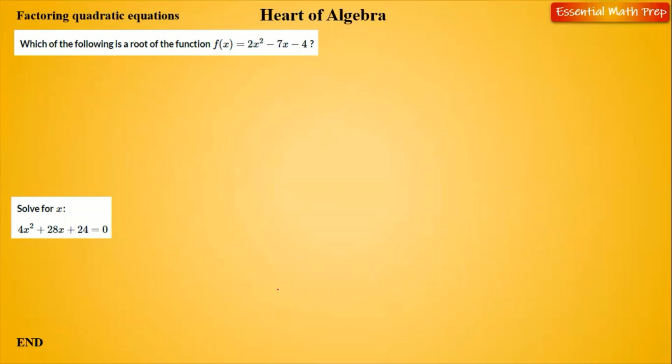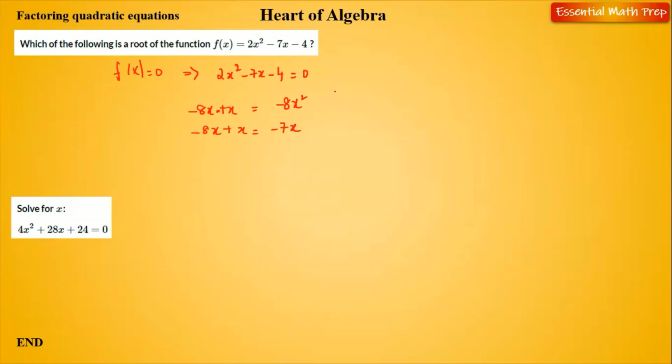Which of the following is a root of the function f of x equals 2x squared minus 7x minus 4? As always, you assume f of x equals 0, which makes your life simple. That means 2x squared minus 7x minus 4 equals 0. So this would be negative 8x squared is what you want, right? When you multiply two terms, you get negative 8x squared, but when you add, you get negative 7x, right? So negative 8x times plus x will give you negative 8x squared. At the same time, when we add these two terms, we get negative 7x.